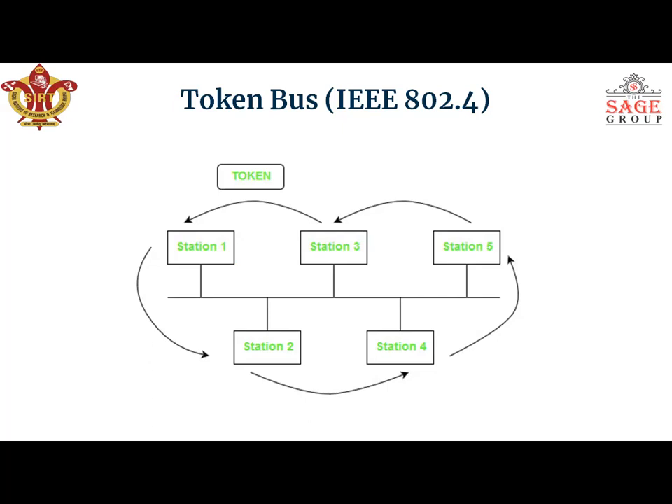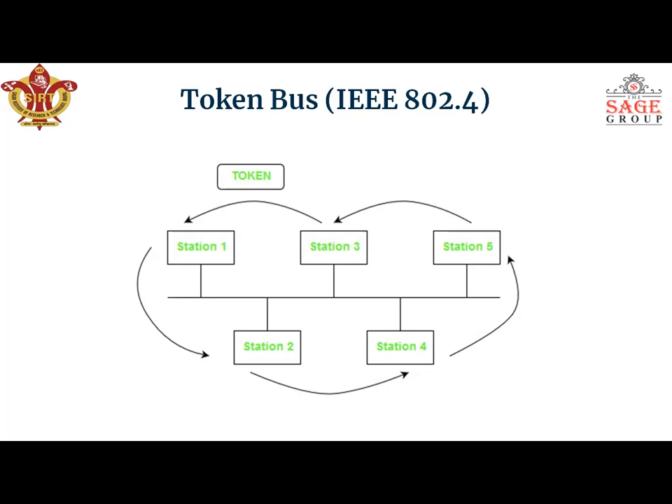We have clearly seen in the diagram that all the stations are connected in the bus topology form. There is a backbone cable and all the stations are connected with the help of drop lines or connectors. But we have also seen that all are connected in the form of a logical ring. A token is passed from station 1 to station 2, then station 2 to station 4, then station 4 to station 5, then station 5 to station 3.